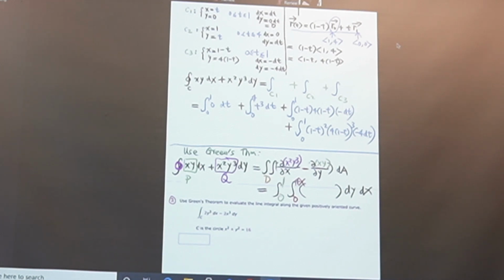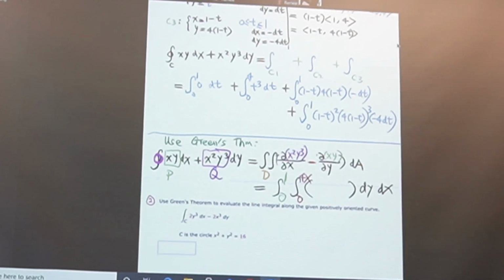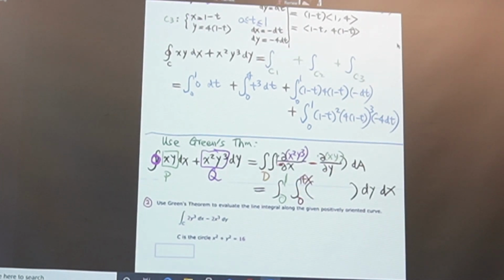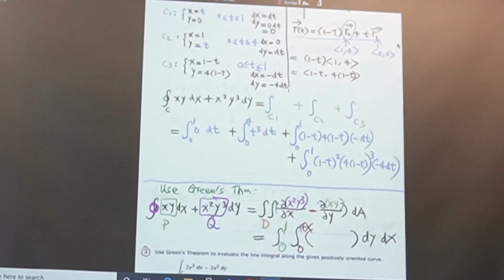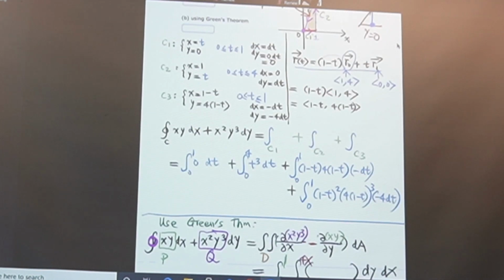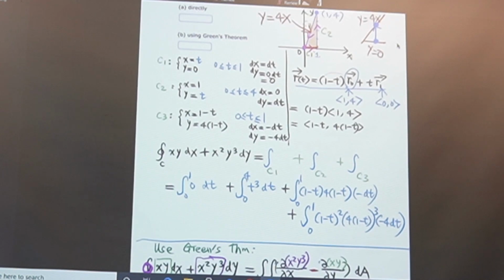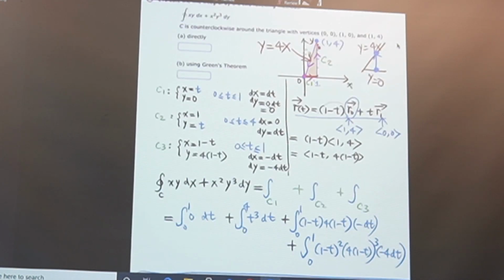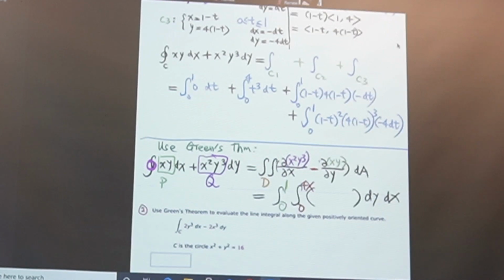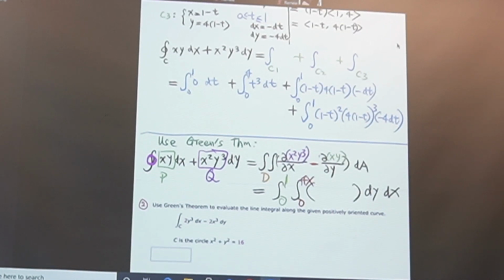So it's much simpler to use Green's theorem right here. Okay, so that was the first one. And now you already appreciate Green's theorem more, because the amount of work, even for a simple triangle like this, is already very tedious, right? However, if you use Green's theorem, the process is much simpler.